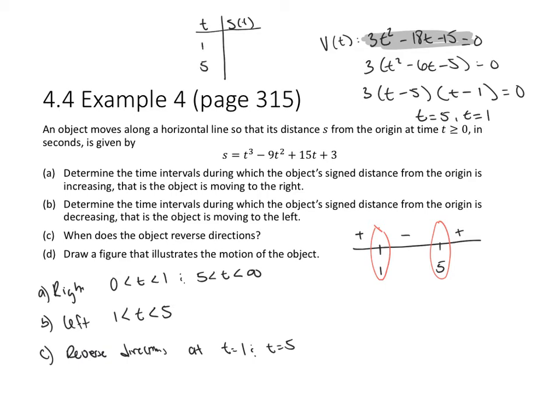So I'm going to plug 1 into my position function, and I get 10. And I'll plug 5 into my position function, and I get a negative 22. So the way we graph this is we have our time axis here. So here's our position, and let's see, there's 0, 10, 20.